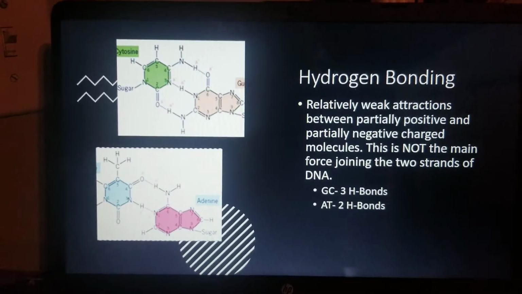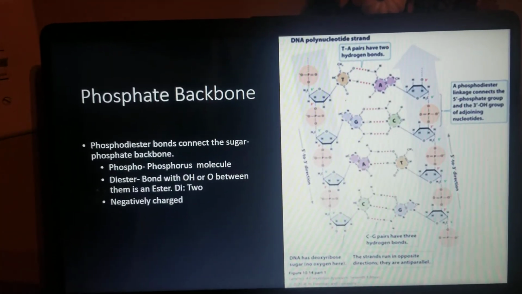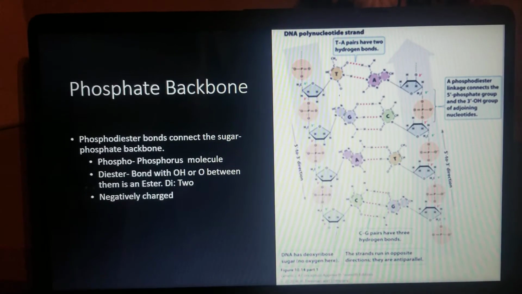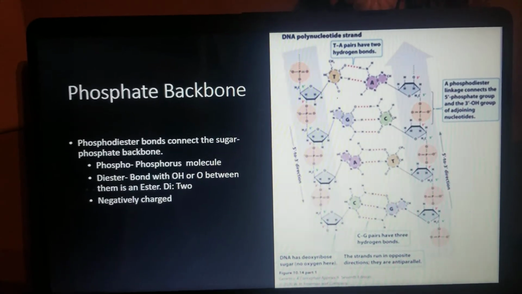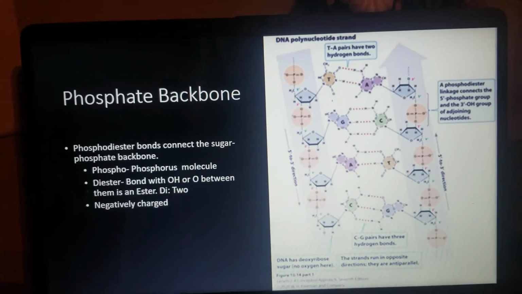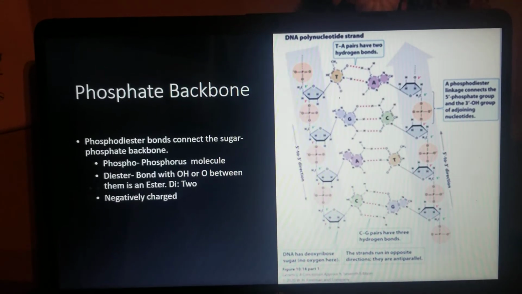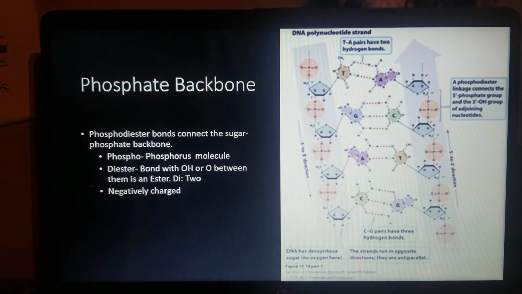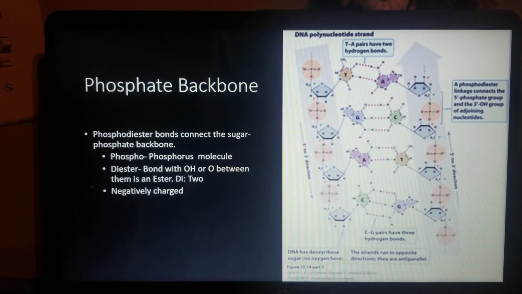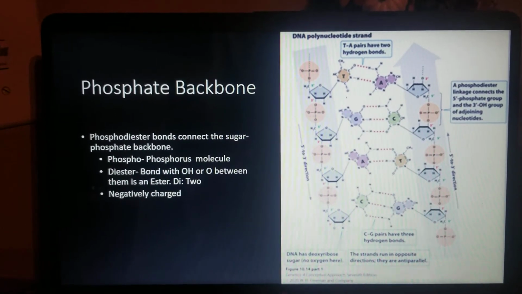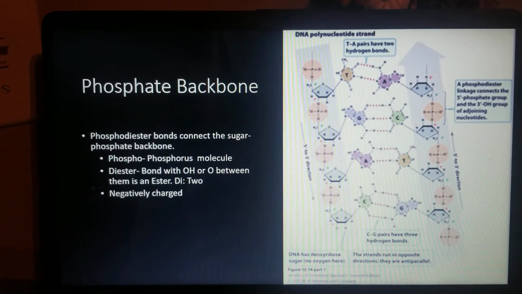2 hydrogens. The phosphate backbone is made up of the phosphodiester bonds. The phospho is the phosphorus molecule, diester is the bond with OH or O between them, and then di meaning 2, so 2 of those, and this is negatively charged.